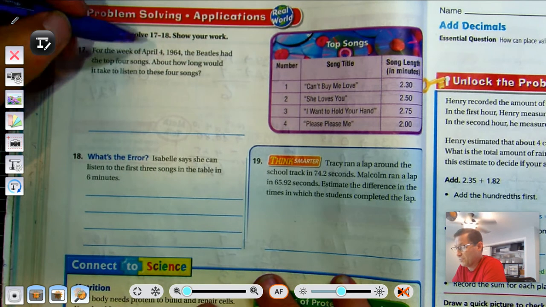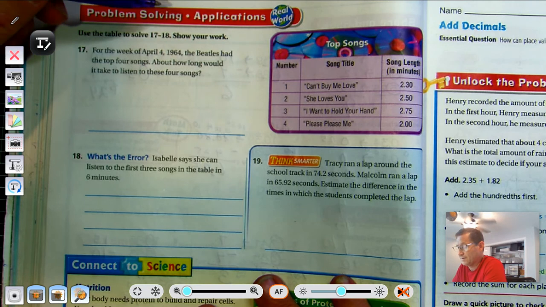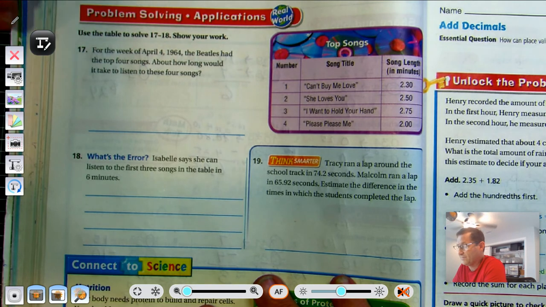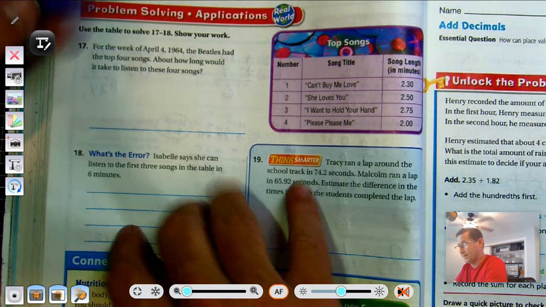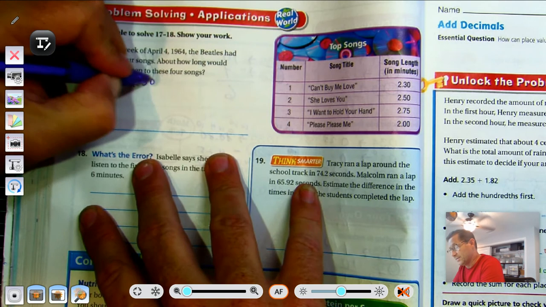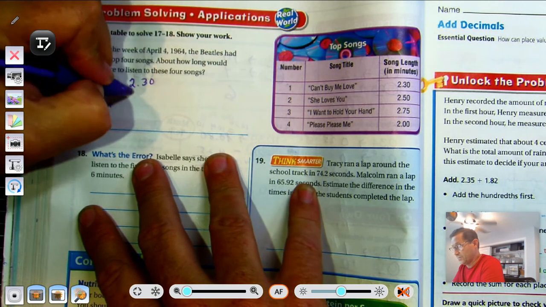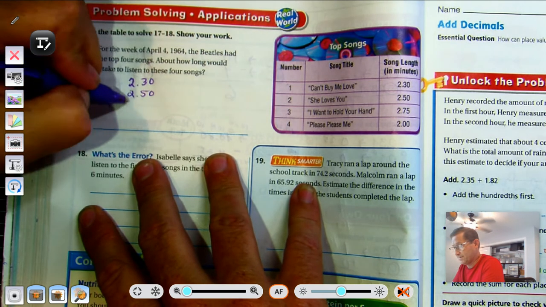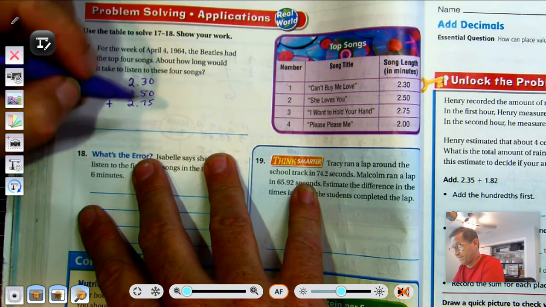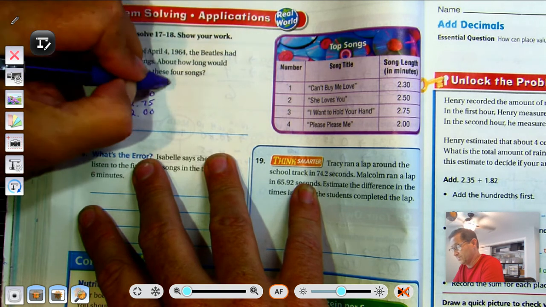All right, for the week of April 4th, 1964, the Beatles had the top 4 songs. About how long would it take to listen to these 4 songs? Okay, so 2.30 plus 2.5 plus 2 and 75 hundredths plus 2.